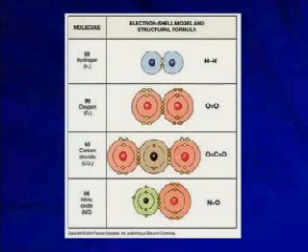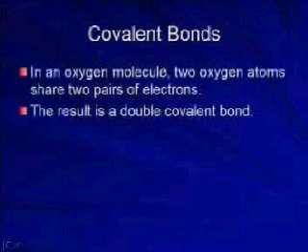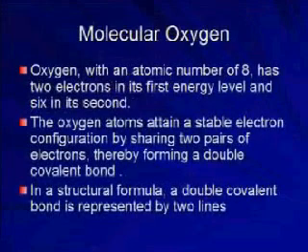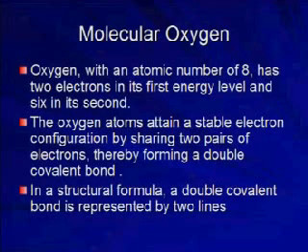Again, the illustration shows what we just discussed about the hydrogen atom and the sharing of electrons in the outermost shell. In an oxygen molecule, two oxygen atoms share two pairs of electrons. The result is a double covalent bond. Oxygen, with an atomic number of 8, has 2 electrons in its first energy level and 6 in its second. The oxygen atom attains a stable electron configuration by sharing 2 pairs of electrons, thereby forming a double covalent bond.